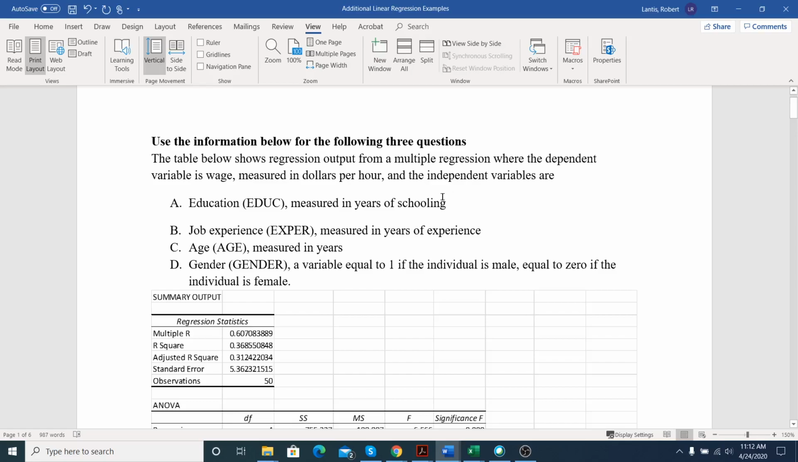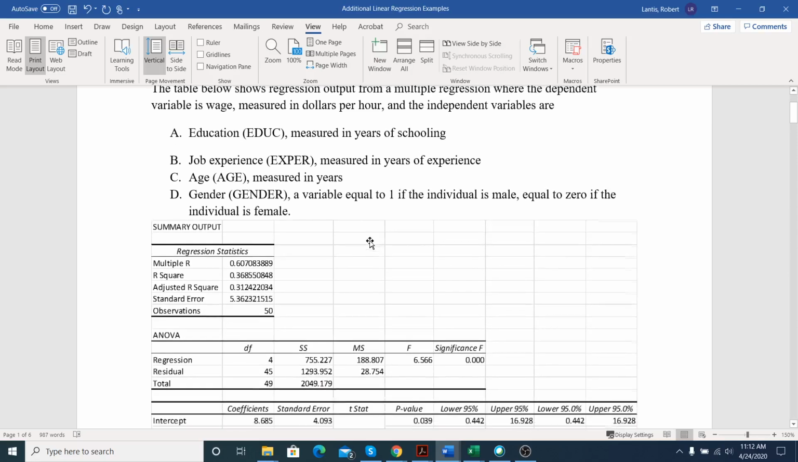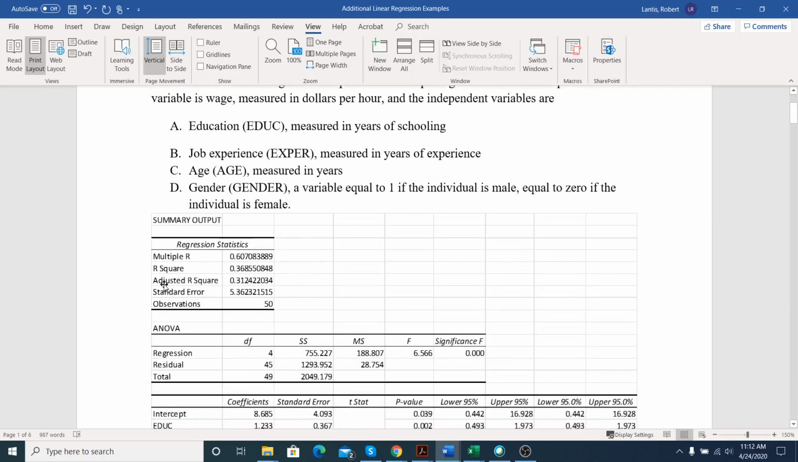The independent variables are education, job experience, age, and gender. Gender is a 1 if the individual is male, and a 0 if they're female. And all the other 3 variables are measured in years. So if we look here, just going over a couple of things.